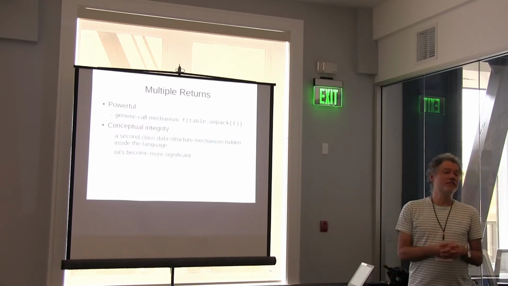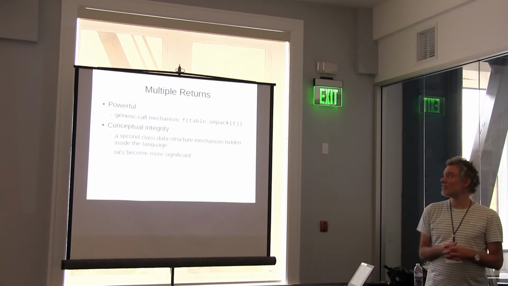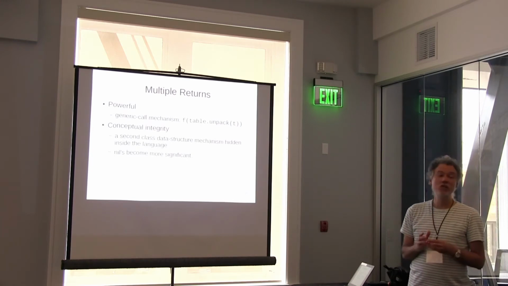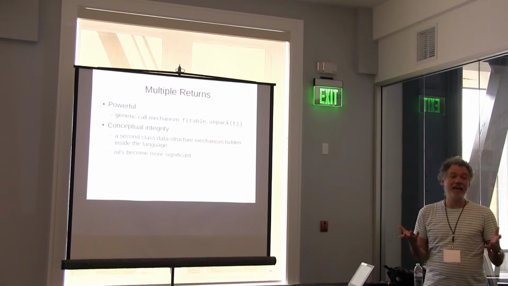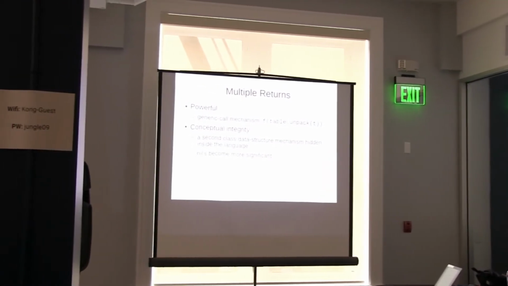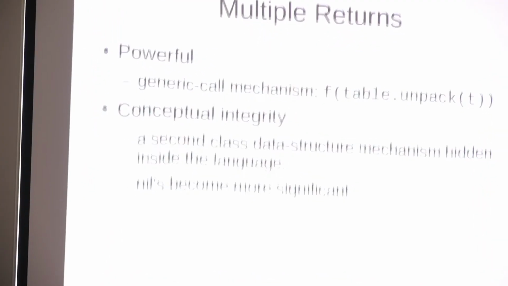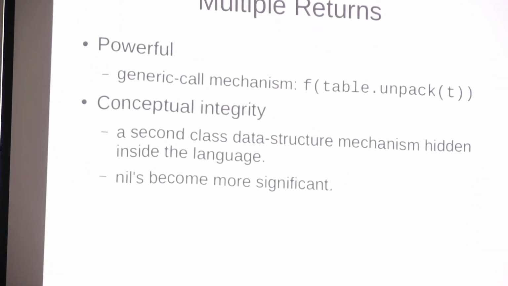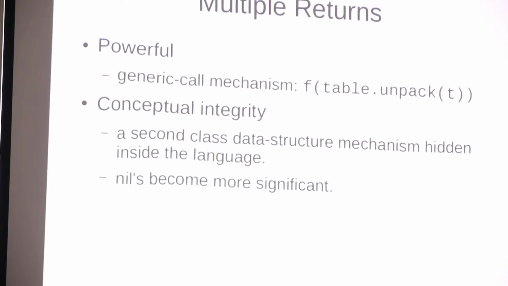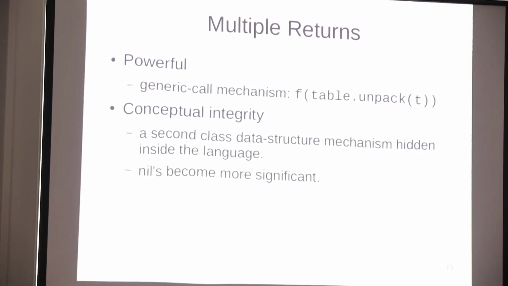Multiple returns is something that is very interesting. It's very powerful. It's something that I really like. It helps a lot to write functions. You don't have in and out parameters. You don't have to put containers to get out parameters. It's really, really useful. And also it allows the generic call mechanism, that is to pass a variable number of parameters to any function.